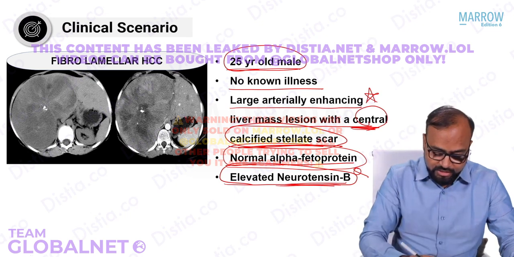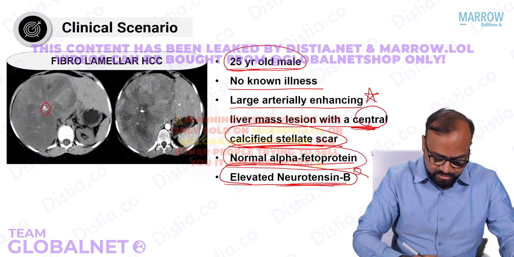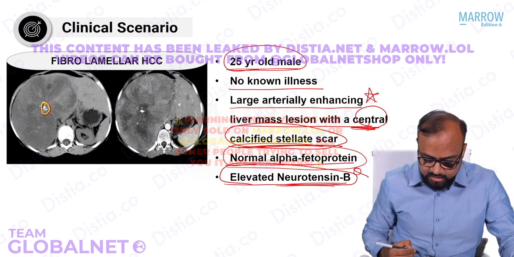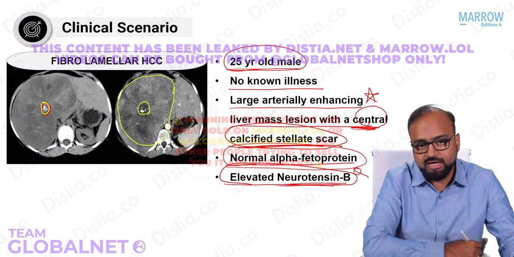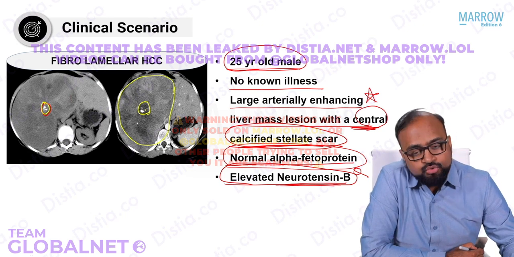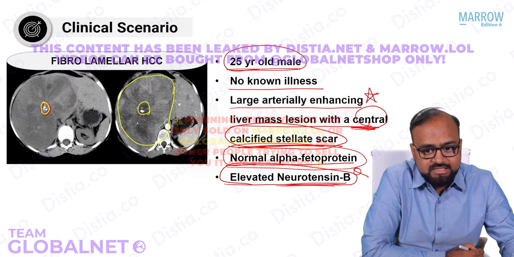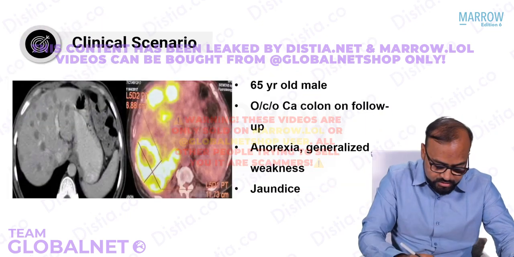On non-contrast, it is appearing heterogeneous. There is a central calcified scar on the non-contrast CT. You can see this calcification in the scar. It is arterially enhancing in a very heterogeneous way. You can see that scar which is not enhancing. It usually has better prognosis as compared to a routine type of HCC. So this is the fibrolamellar variant of HCC. Now see, look at this clinical history.